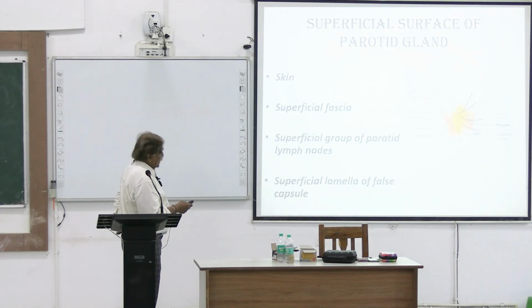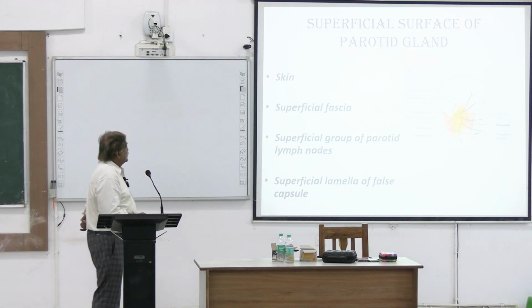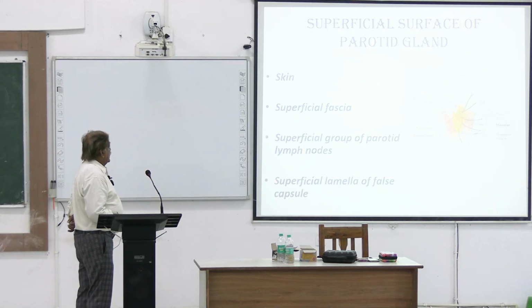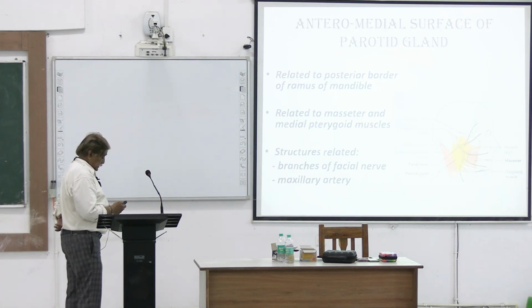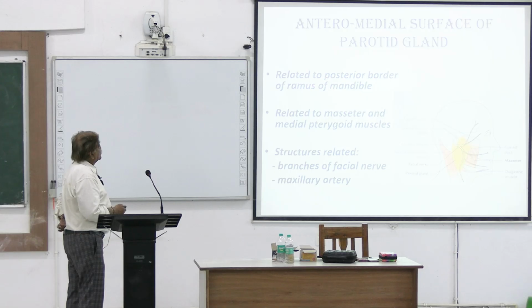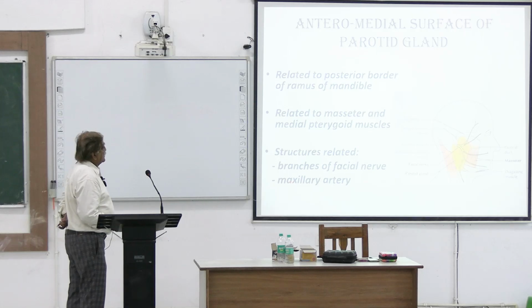Superficial surface of the parotid gland: skin, superficial fascia, superficial group of parotid lymph nodes, and superficial lamella of the false capsule. Anteromedial surface of the parotid gland is related to the posterior border of the ramus of the mandible, and related to the masseter and medial pterygoid muscles. Structures related: branches of the facial nerve and maxillary artery.